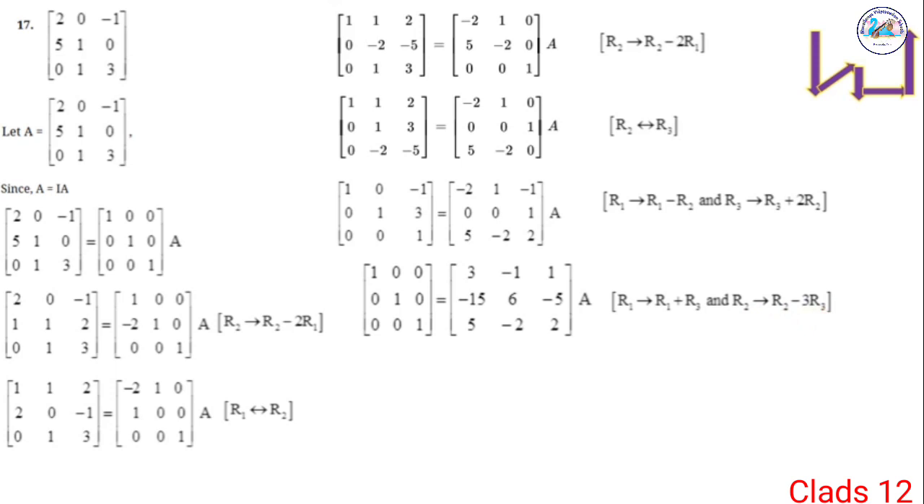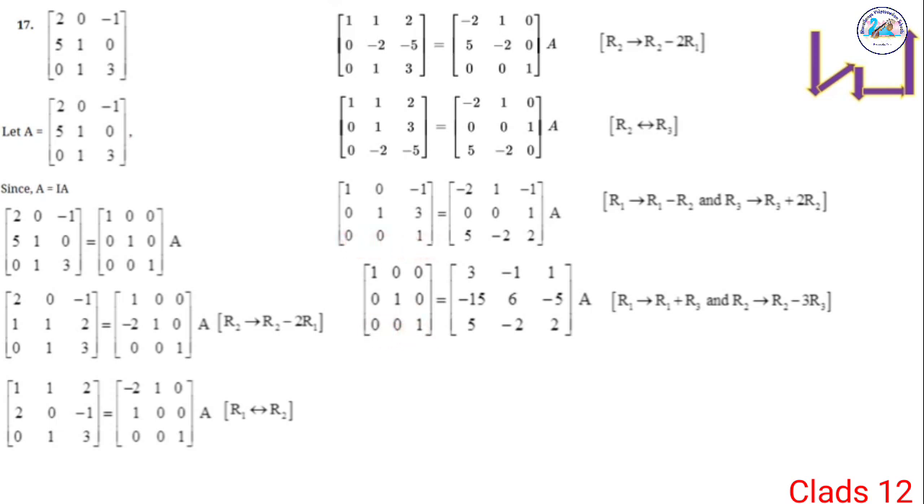Now R2 changes to R2 minus 3R3. So R2 is 0 minus 3 into 0, which is 0. Next, 1 minus 3 into 0 is 1. Next, 3 minus 3 into 1 is 0. Next, 0 0 1, R3 remains the same.